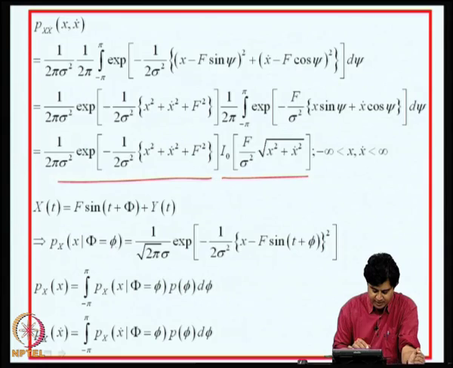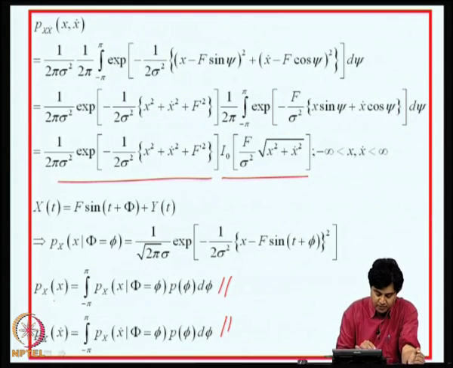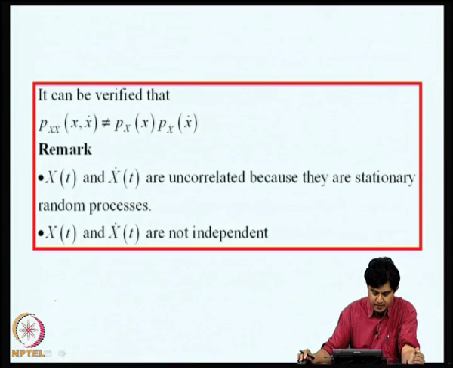If you look at the marginal density, again the same logic can be used. Probability density function of x conditioned on phi is this, and p x of x, the unconditional density function, will involve another quadrature with respect to phi, and if you carry out this, again you will get answers in terms of Bessel's function. If you multiply the marginal densities, you can verify that you will not get the joint density function.